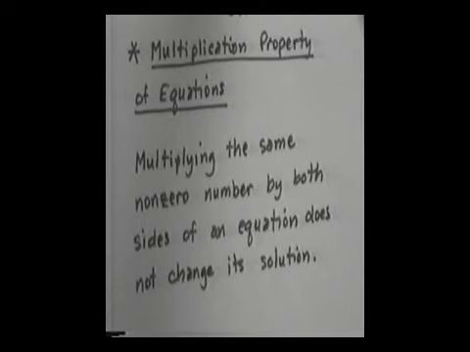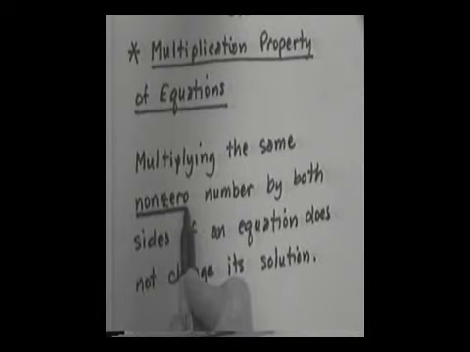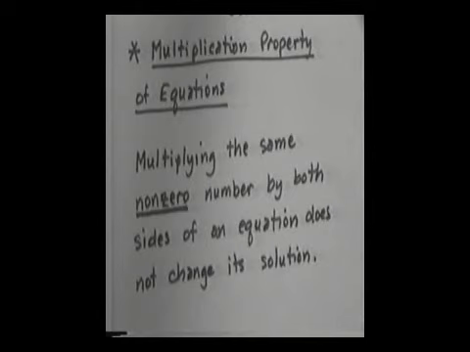Notice a peculiar word here, non-zero. Multiplying the same non-zero number. A number is non-zero if it does not equal 0. Think about what happens when you do multiply by 0. Multiplying by 0 gives us 0.